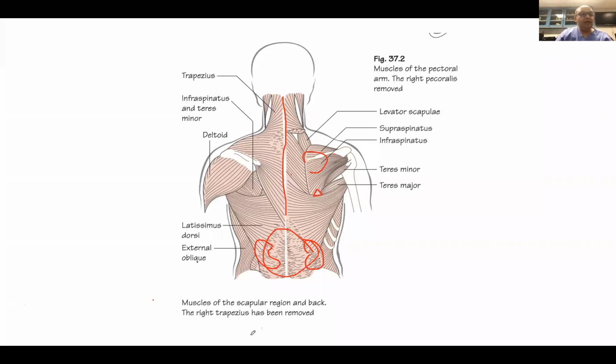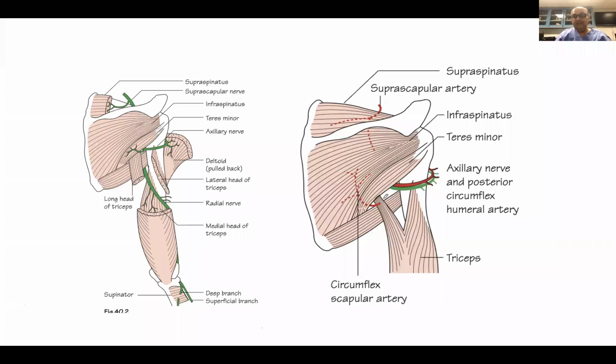Okay, so now let me move this thing here. So, guys, in this image, what are you looking at? You're looking at the quadrangular space, the upper triangular space, and the lower triangular space. You need to be good with the boundaries, and you are looking at some of the contents of the quadrangular space. From this triangular space, what is passing? Radial nerve, profunda brachii artery, and here the circumflex scapular artery from the upper triangular space. And there you're looking at the content of the quadrangular space.